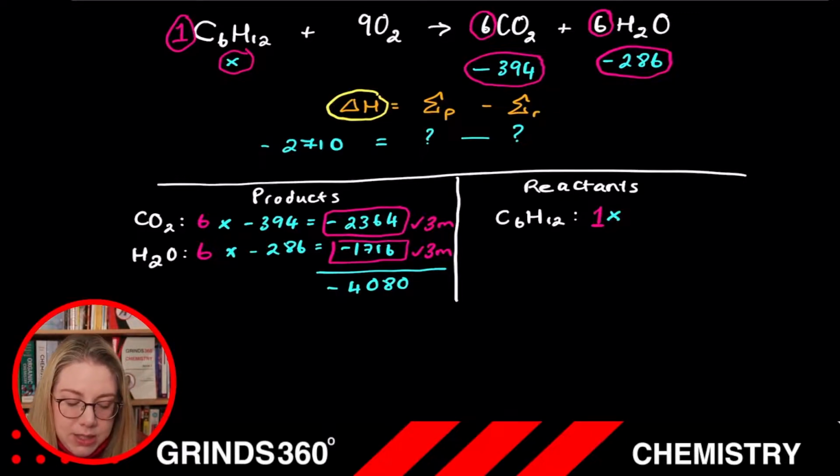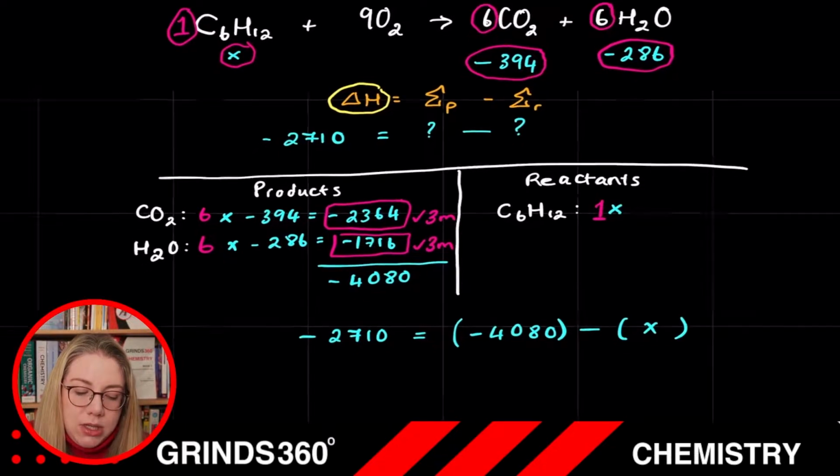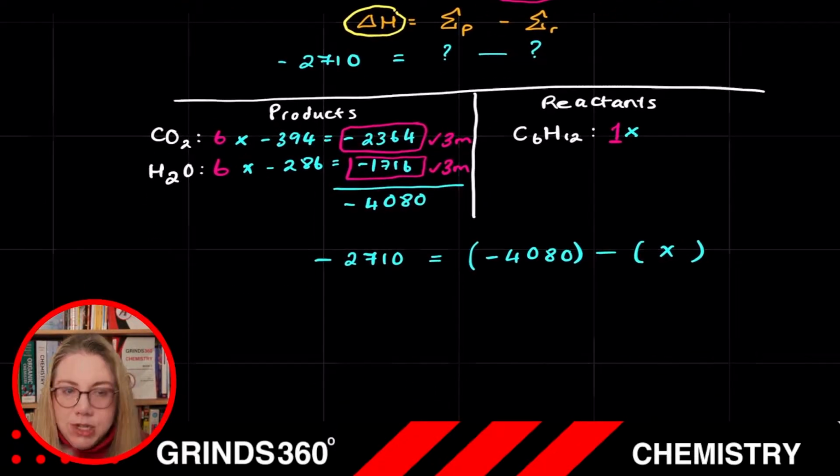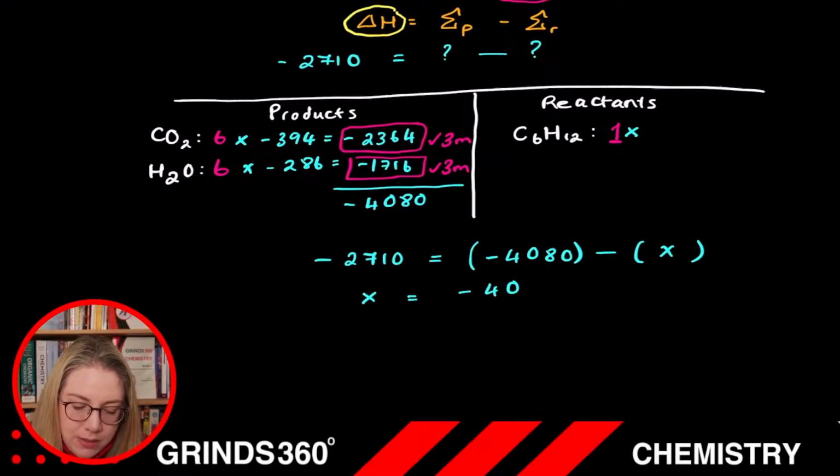Now, we're going to take this and substitute in. So we have minus 2710 kilojoules is equal to the sum of the energy of the products, which is minus 4080, minus the sum of the reactants, which is X. At this stage, we're not quite there yet. We have to do a little bit of rearranging to get to my final answer. So I'm going to solve for X because that will work out the heat of formation of the cyclohexane. I'm going to add x to both sides. That gives me x is equal to minus 4080. That gets rid of the x from that side. And then I add 2710 to each side.